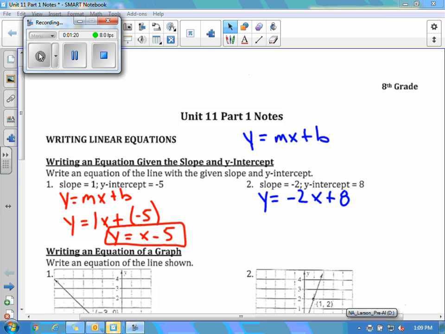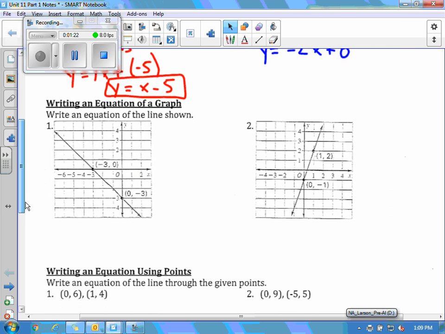The second way we're going to look at writing equations is when we're given a graph. So remember, we want y equals mx plus b form, so we need two things. We need our slope, and we need our y-intercept. It's most likely going to be easier to start with your y-intercept. So remember, we're looking for where this line crosses the y-axis, which is going to be right here. So that's down 1, 2, 3. So our y-intercept is -3.